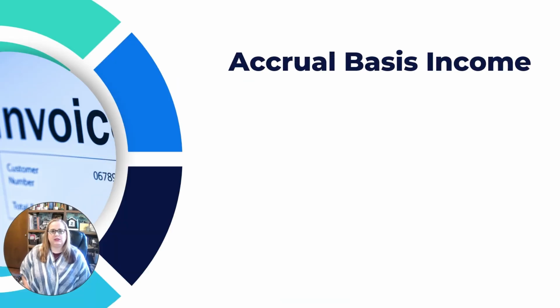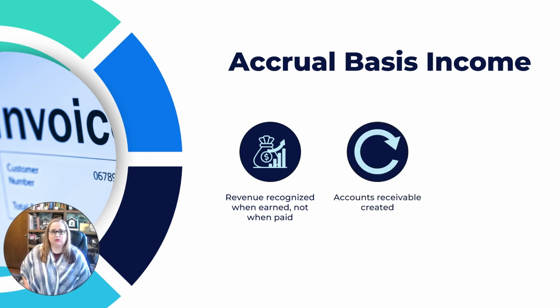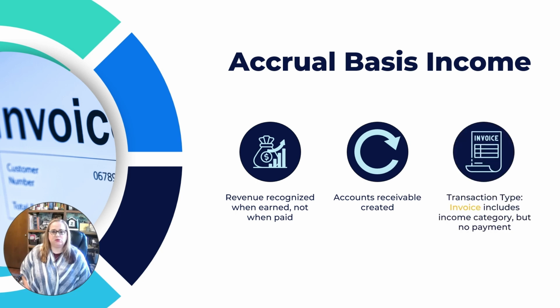If a business sends out invoices to customers and allows them to pay at a later date, maybe on payment terms, then it is operating as an accrual basis. Accounts receivable is created when you send invoices because the customers will pay at a later date.